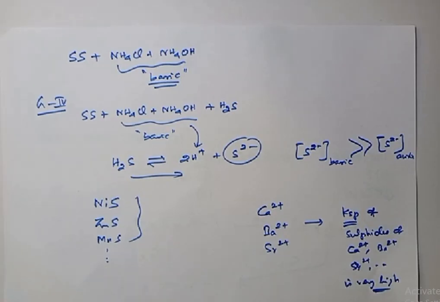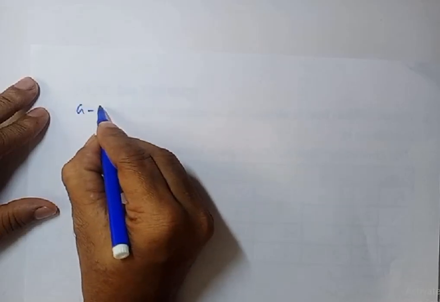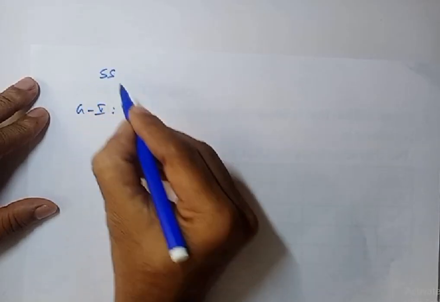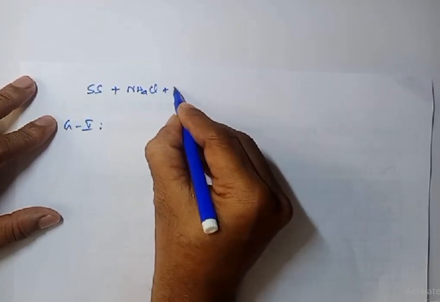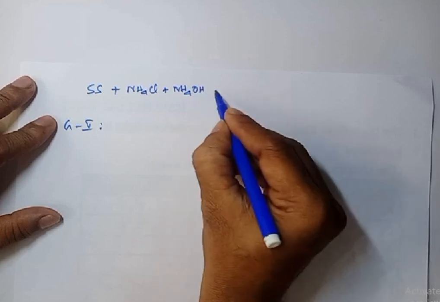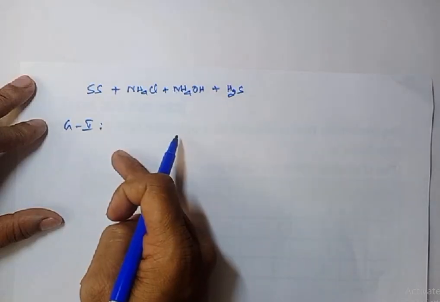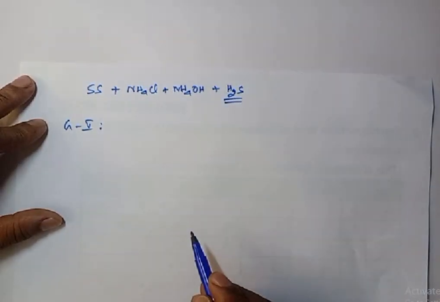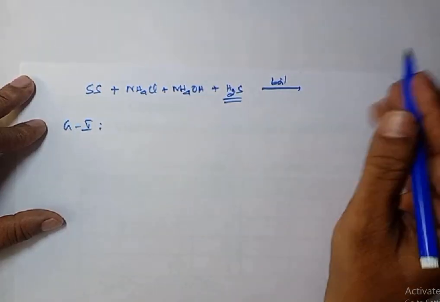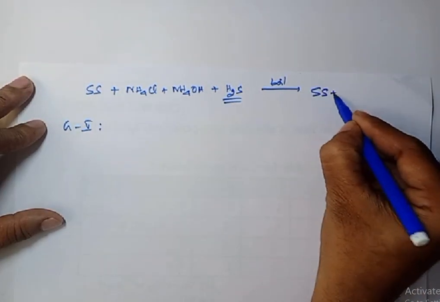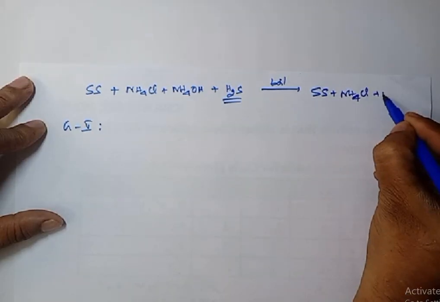Now we'll move on to group 5. Before going to group 5, in group 4, to the salt solution we have added ammonium chloride, ammonium hydroxide, which forms the basic medium, and H2S gas. Before moving on to group 5, we should remove H2S. So just boil the solution, that way H2S gas will come out. So your solution now contains salt solution plus ammonium chloride plus ammonium hydroxide.